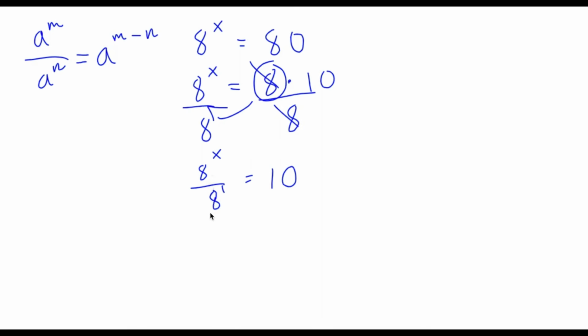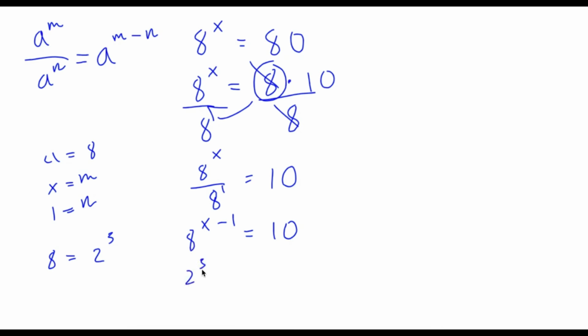So a to the power of x divided by a to the power of 1, we can think of a as 8 here, x as m, and 1 as n. So if we plug this in, we get 8 to the power of x minus 1, which is equal to 10. Now 8 here is the same thing as 2 to the power of 3, right? So I'm going to rewrite 8 to the power of x minus 1 as 2 to the power of 3, to the power of x minus 1, is equal to 10.